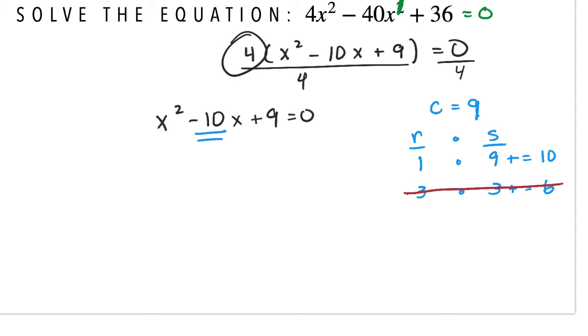Now we needed a negative 10, so we need both these to be negative. Now they add up to negative 10, and they still multiply to 9. And so we can factor it. x minus 1 times x minus 9 equals 0.